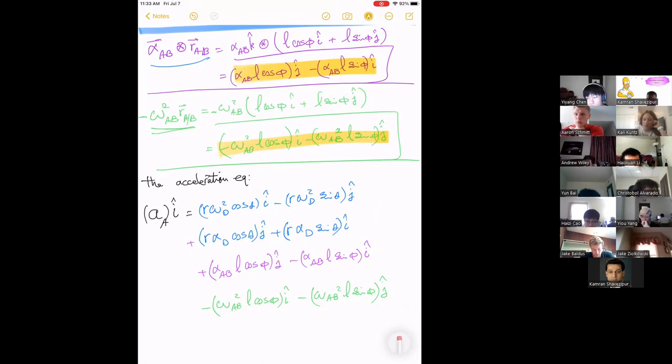The question is, sometimes you get lost. What are you looking for? What are unknown in this equation? AA, the acceleration of A is unknown. Omega D, we know it. Alpha D, we know it. Omega AB, we know it. All L's and alphas and thetas and the phis, we know it. So the second unknown is alpha AB. So these are the two unknowns, right?